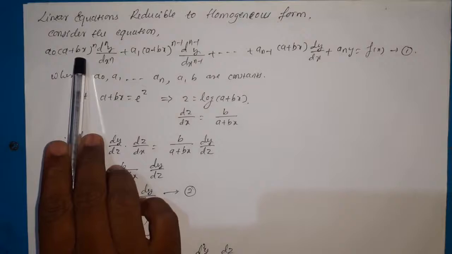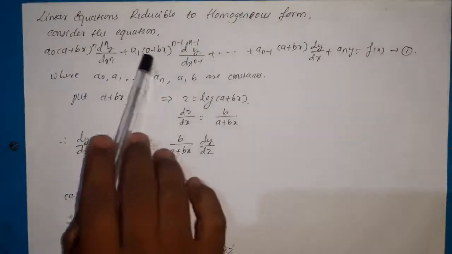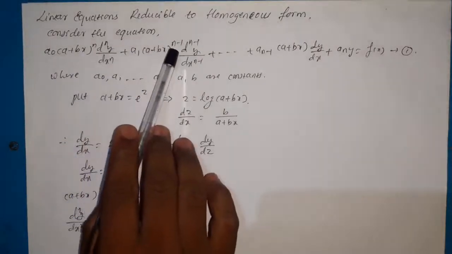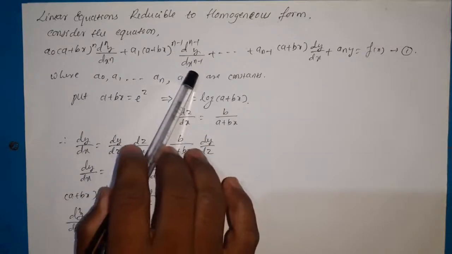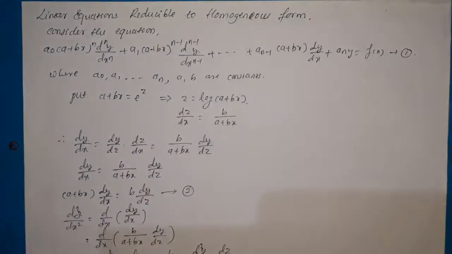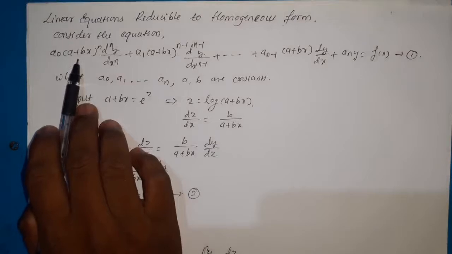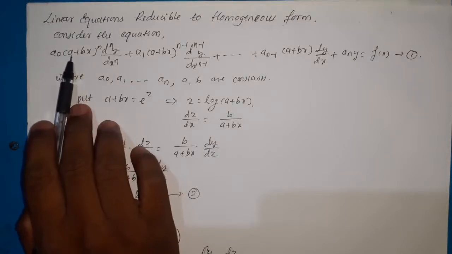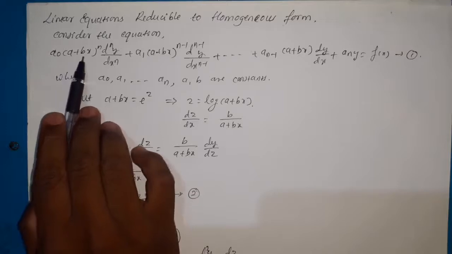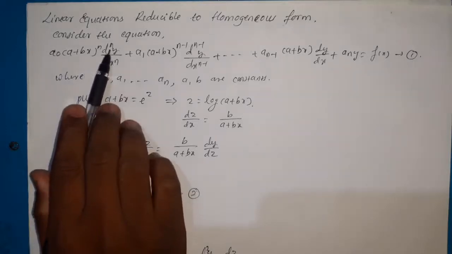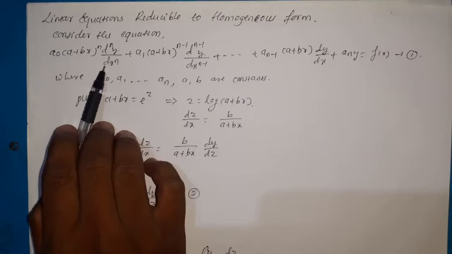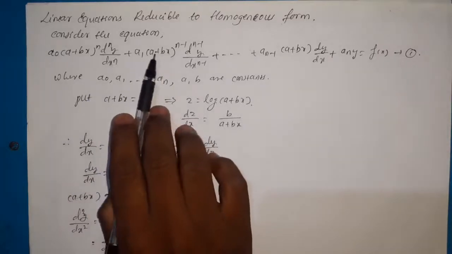here, that will be x power n d power n y by dx power n, then a1 x power n minus 1 d power n minus 1 y by dx power n minus 1, and so on, a n y is equal to f of x. But here it is not in that form, because here we have a naught and instead of x we have a linear expression, that is a plus bx whole power n d power n y by dx power n, and then a1 a plus bx.